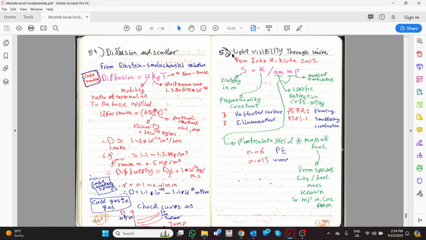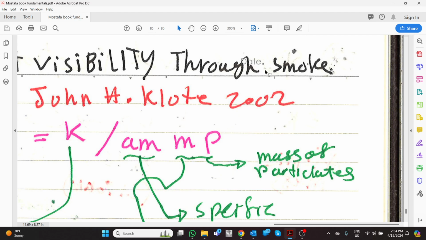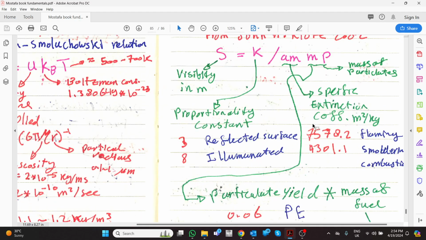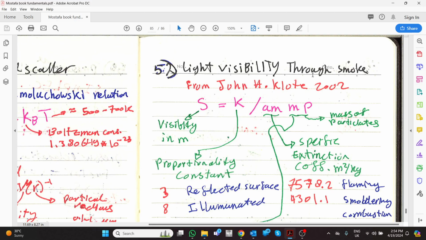Now we're going to discuss the light visibility through the smoke, or especially it will be through the smoke, however it can be applicable for anything else. However, it is from John H. Klote. It is a book which is under ASHRAE, by the way, research.